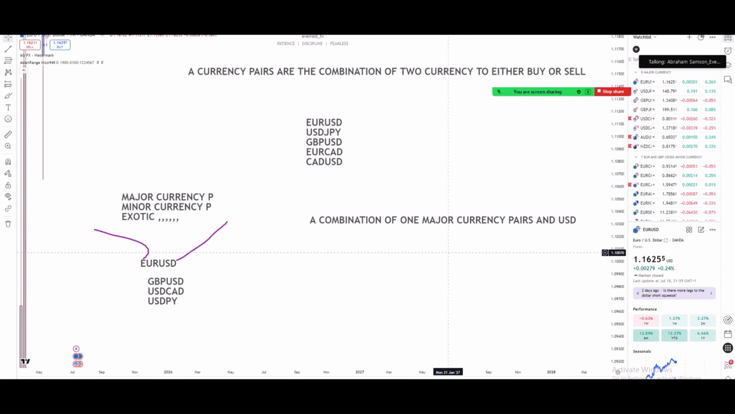Now, let's drive down to the minor currency pair. A minor currency pair is a combination of a major currency and another major currency. That is what a minor currency pair is. So just a combination of one major and another major. If you're writing, I'll list examples. Minor currency.